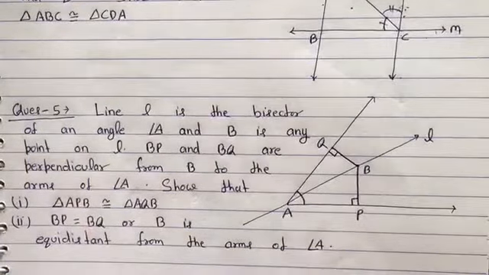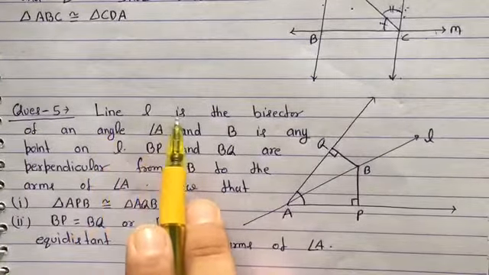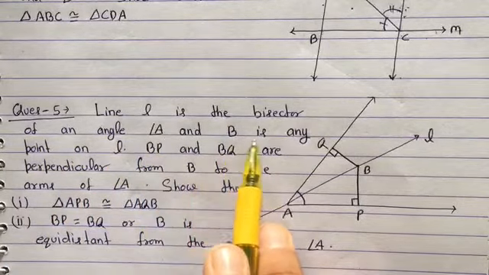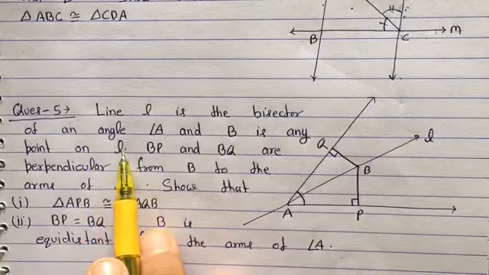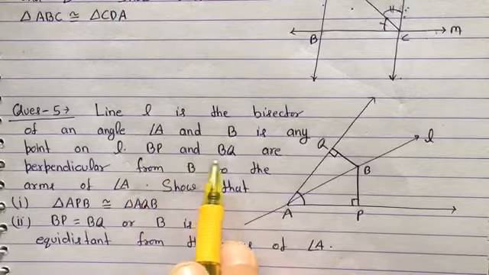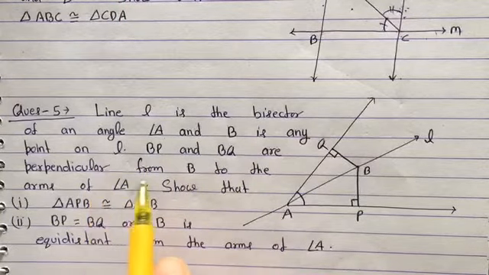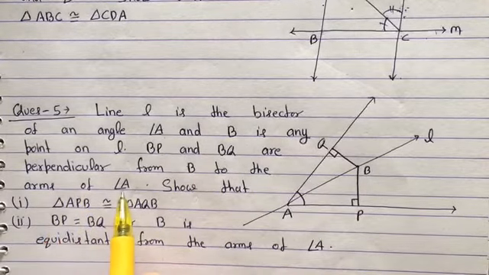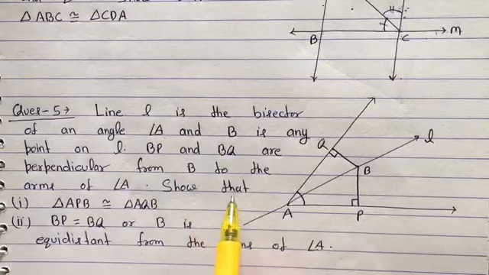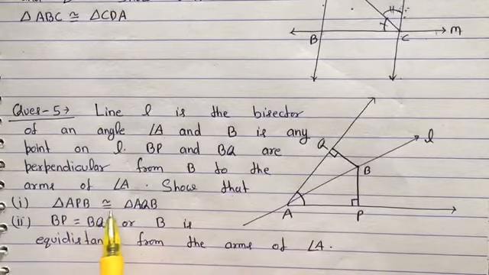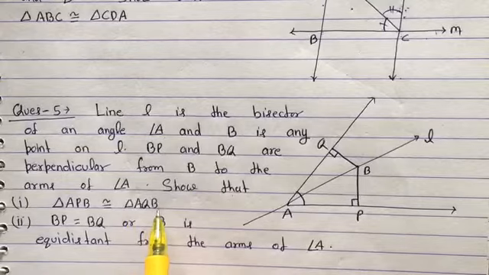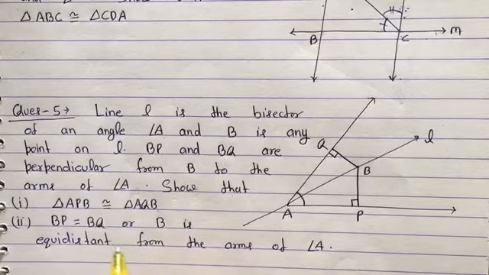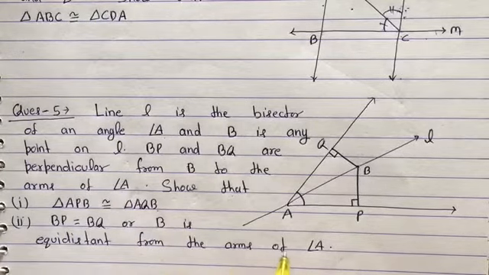Question number 5. In question number 5, line L is the bisector of an angle A and B is any point on L. BP and BQ are perpendicular from B to the arms of angle A. Then you have to show that triangle APB is congruent to the triangle AQB, and BP is equal to BQ, or B is equidistant from the arms of angle A.